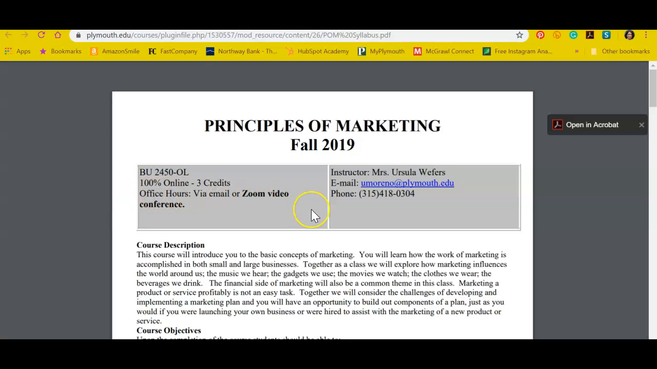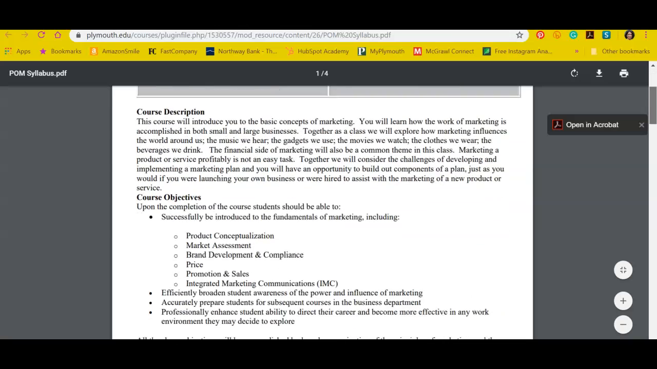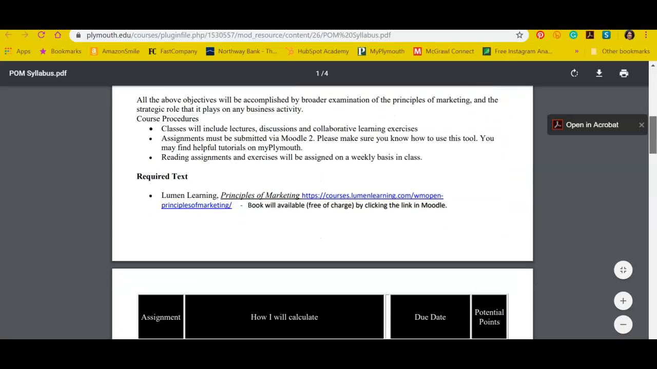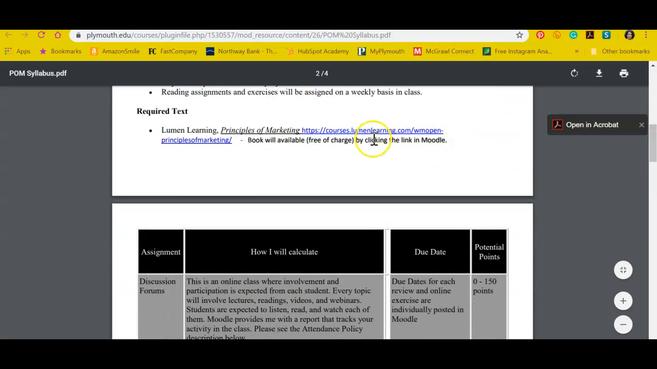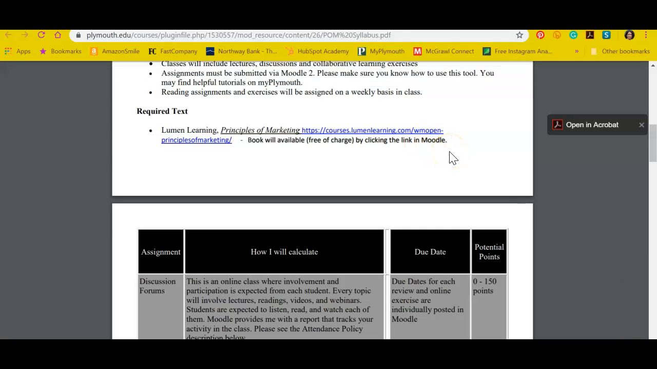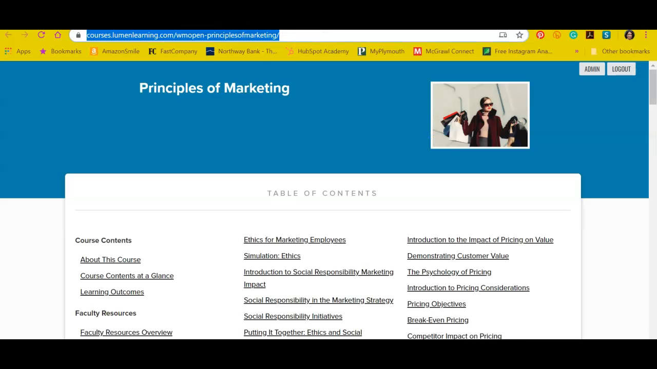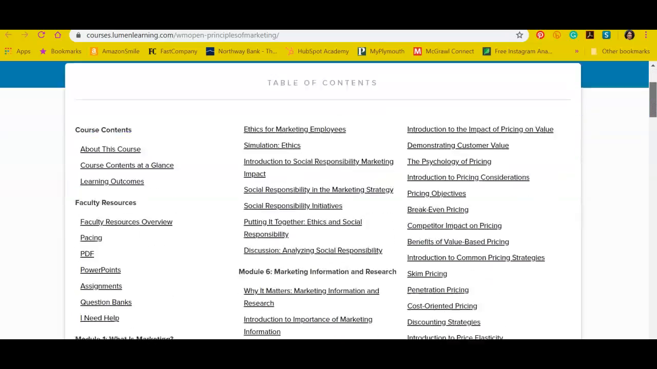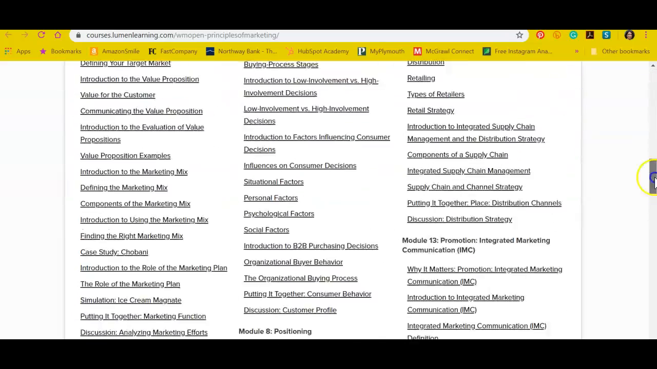Right here is my information for the class, the course description, course objectives, and the required text, which in this case you don't have to buy anything. It's going to be an ebook from Lumen Learning, and I have it right here. And you have all the information for the book here.